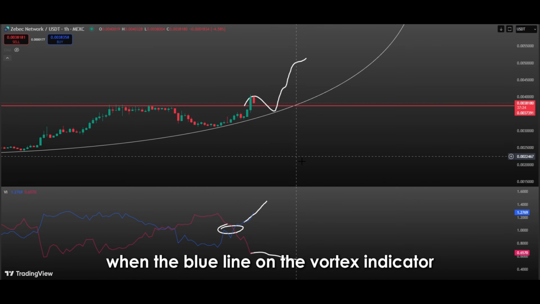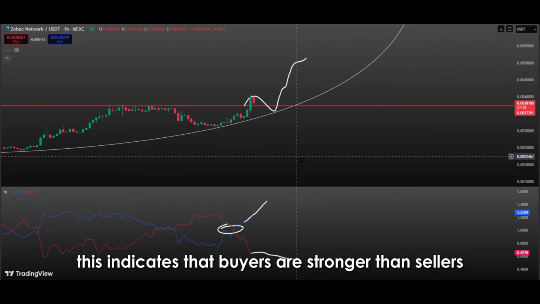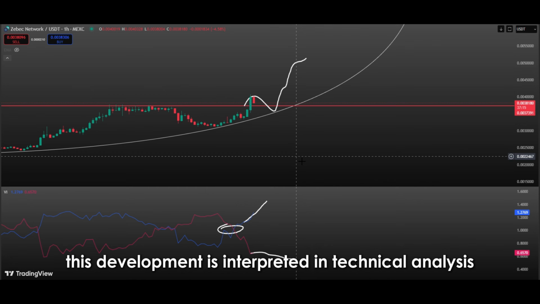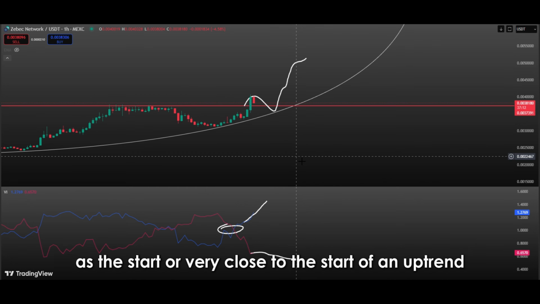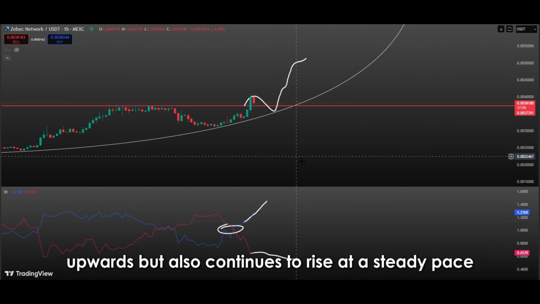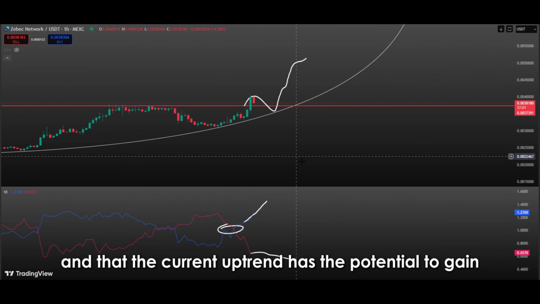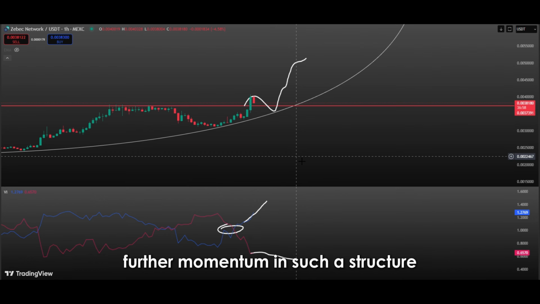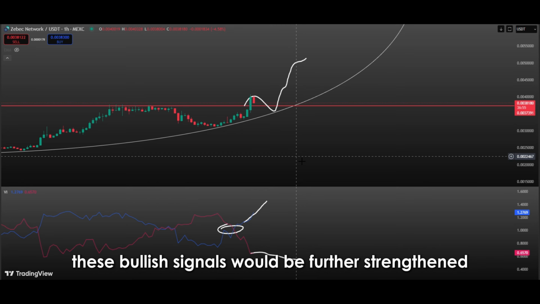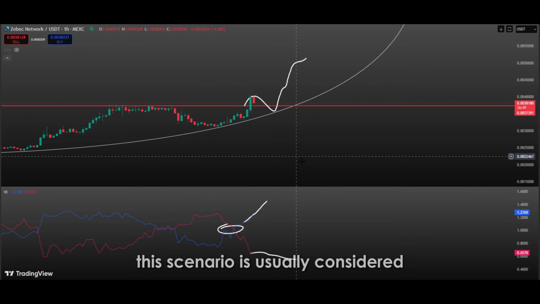When the blue line on the Vortex indicator curves upwards and assumes a more dominant position than the red line, this indicates that buyers are stronger than sellers in the market. This development is interpreted in technical analysis as the start or very close to the start of an uptrend. In the current situation, the blue line has not only reversed its direction upwards, but also continues to rise at a steady pace. This suggests that the market is committed to buying and that the current uptrend has the potential to gain further momentum. In such a structure, these bullish signals would be further strengthened from a technical perspective if the blue line's upward attack continues and the blue line climbs higher. This scenario is usually considered as the beginning of a more drastic and permanent upward movement in prices. Vortex shows us the trends.